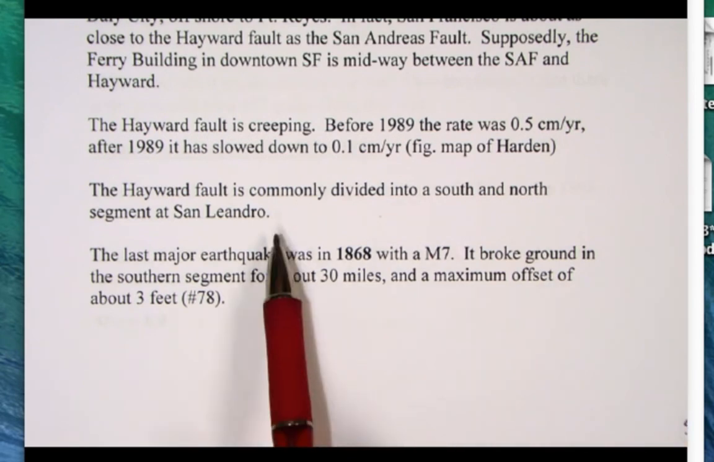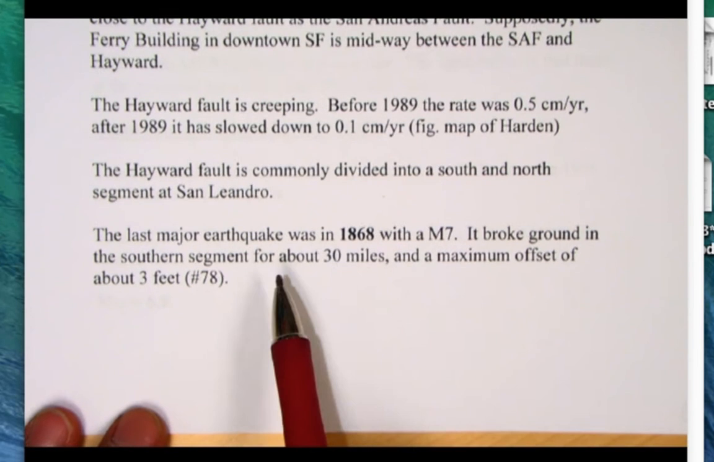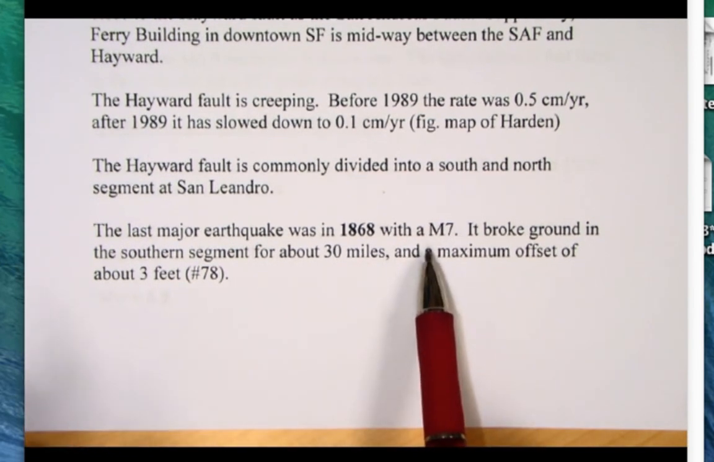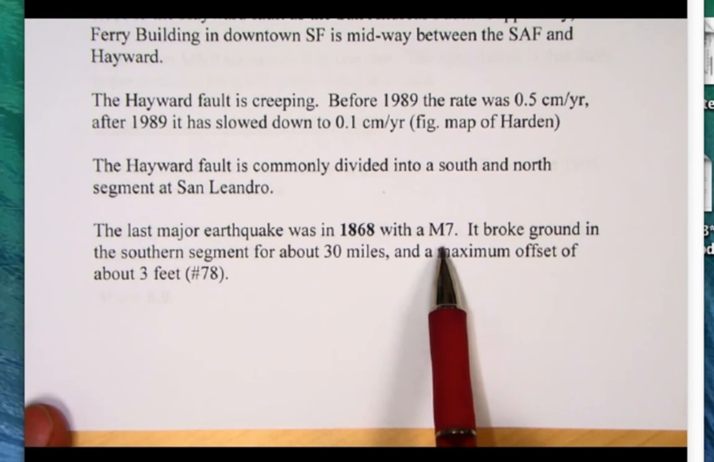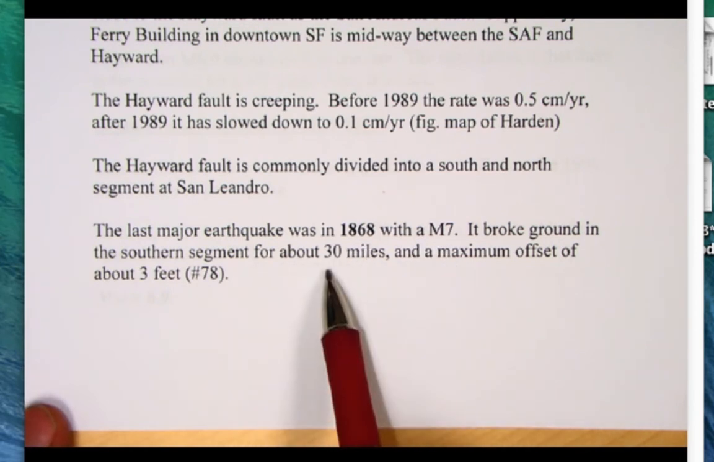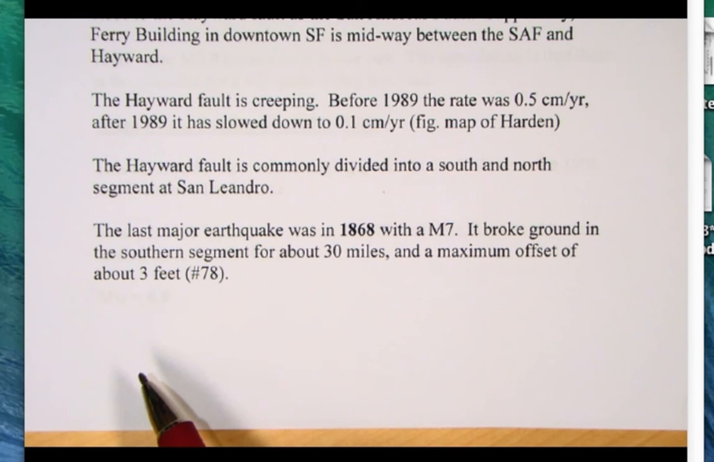And so in 1868, there was a large earthquake, about a magnitude 7. Some say 6.8, but it was about a 6.8 to 7 magnitude earthquake that broke the southern segment for about 30 miles and at an offset of about 3 feet, so a little over a meter of offset.